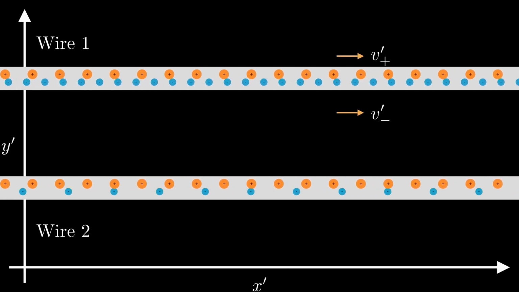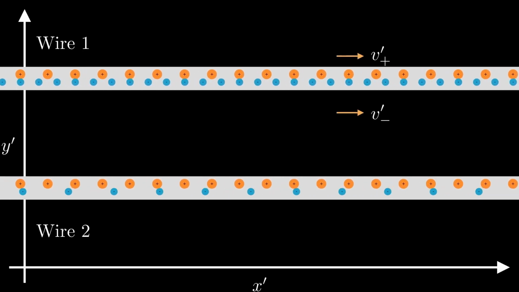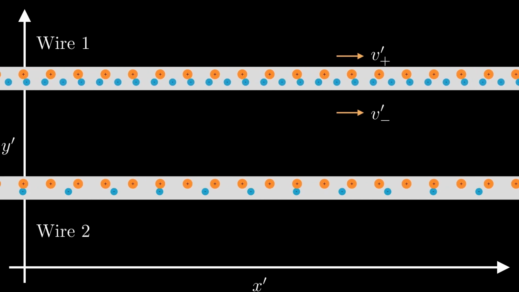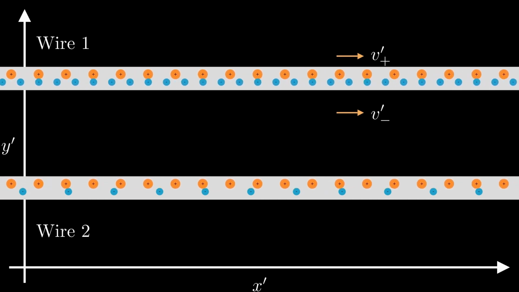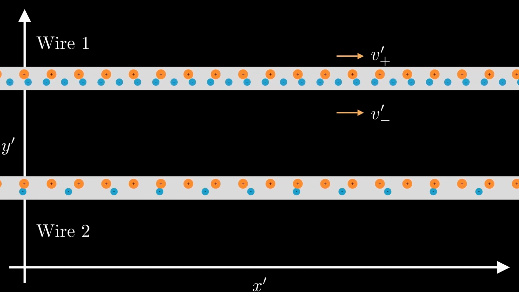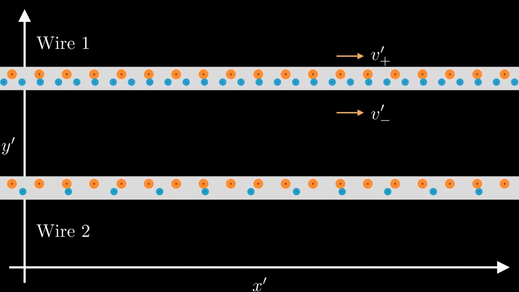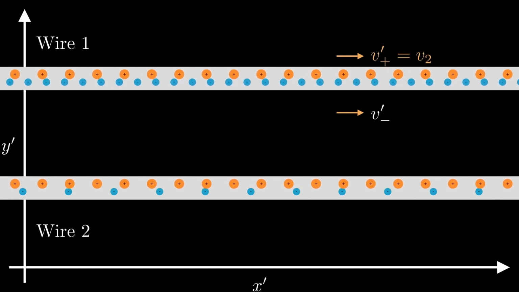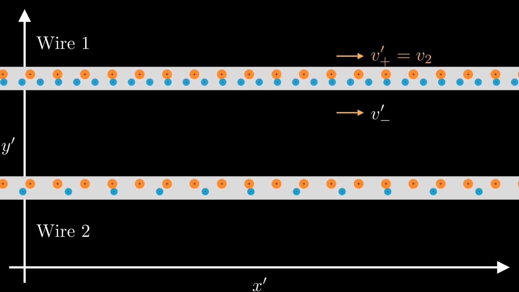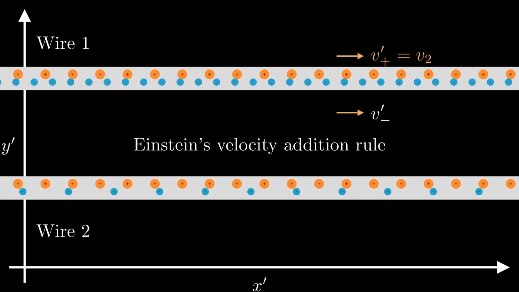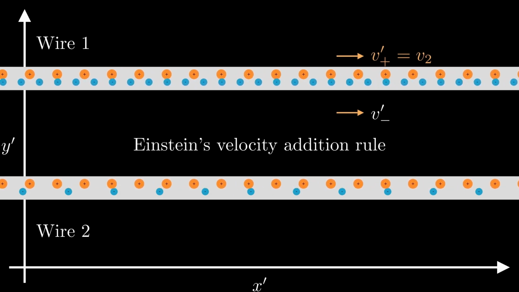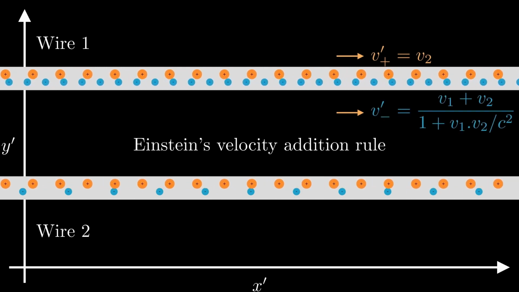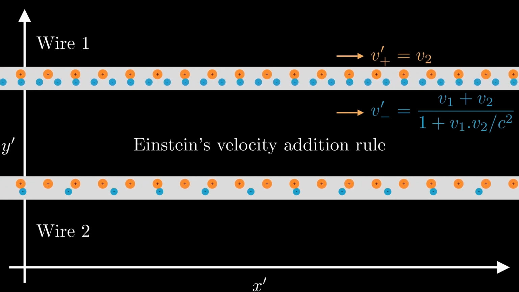In the frame of the moving electrons in wire 2, let's call it the x' y' frame or simply the prime frame, everything except the electrons in wire 2 is in motion. These include the ions in wire 2 and both the electrons and ions in wire 1. It is trivial to see that the velocity of the ions in wire 1 in this frame, represented by v' plus, is v2. However, to calculate the velocity of the electrons in wire 1, that is v' minus, we have to resort to Einstein's velocity addition rule, according to which the velocity of the electrons in wire 1 is equal to the sum of v1 and v2 divided by 1 plus v1 v2 over c squared.